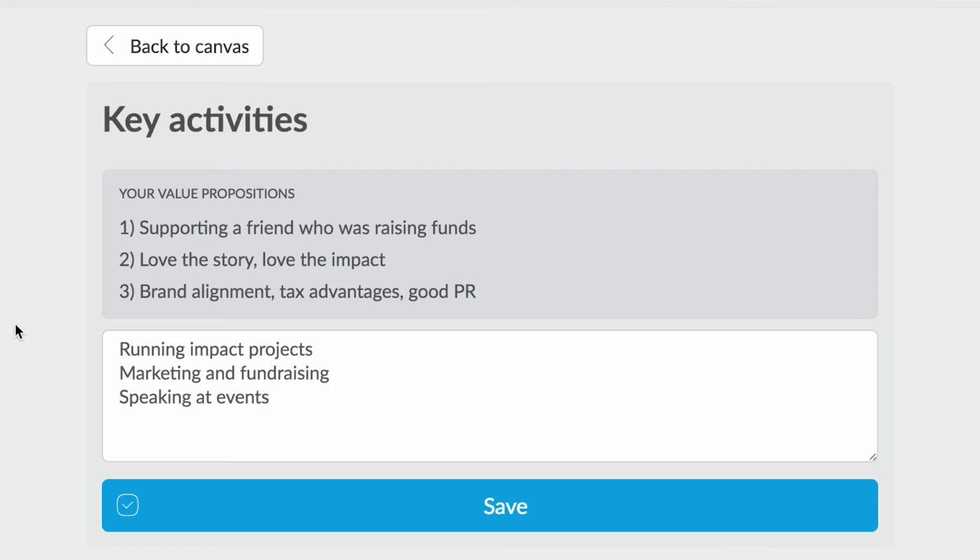Key activities. What do we actually do in a typical week? The big one is we actually go and run our impact projects. We actually need to do what we say we will do. We need to go out there and actually change people's lives and make the world a better place.